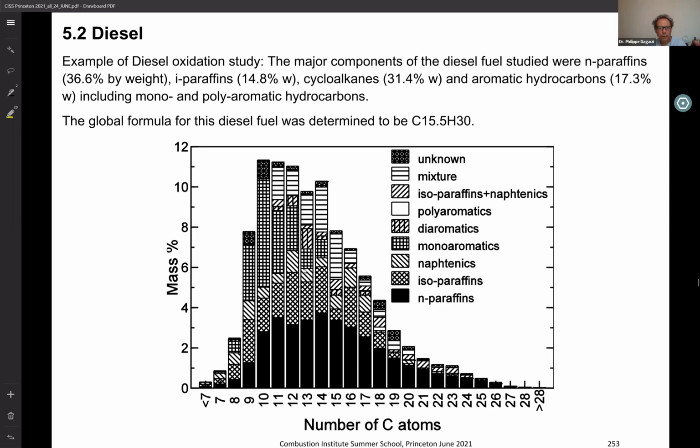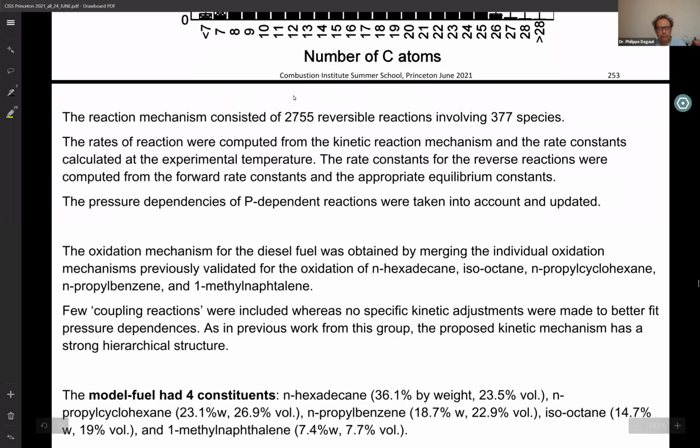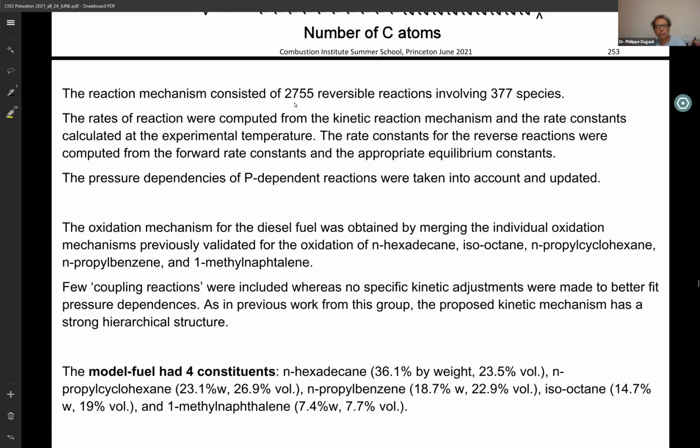We use the kinetic reaction mechanism consisting of 2,000 and almost 800 reversible reactions involving 377 species. The rates of reaction were computed from the kinetic reaction mechanism and rate constants calculated at the experimental temperature. The rate constants for the reverse reactions were computed from the forward rate constants and the appropriate equilibrium constants. Pressure dependencies of pressure-dependent reactions were taken into account.